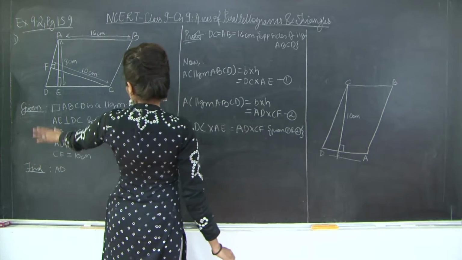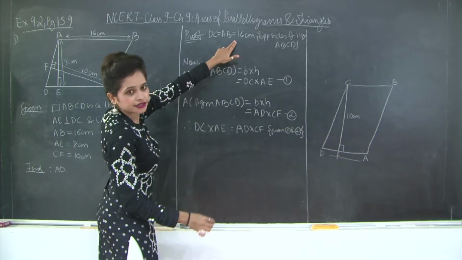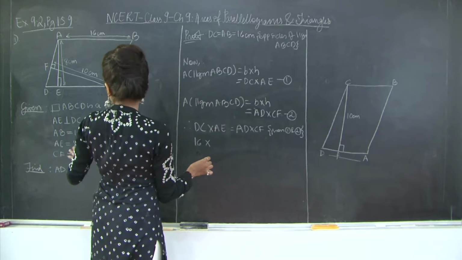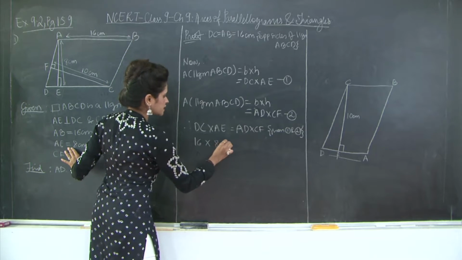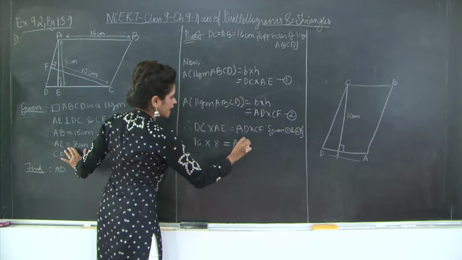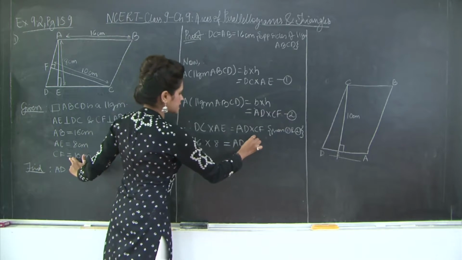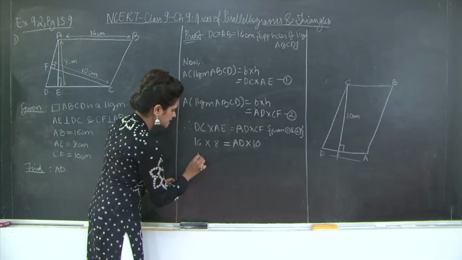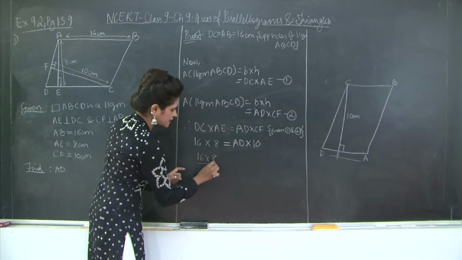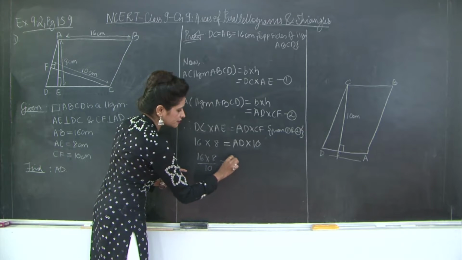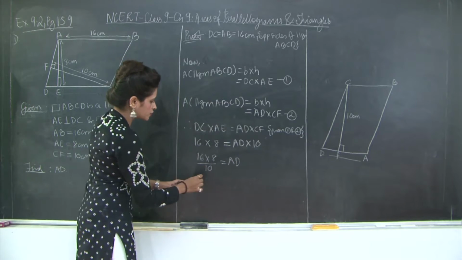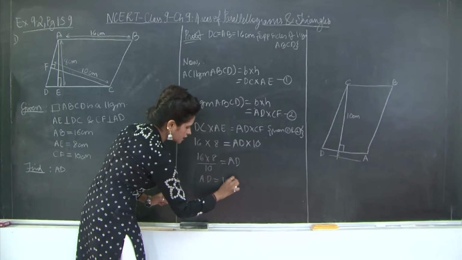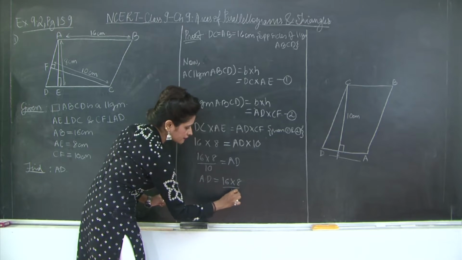We have the length of DC here, 16 centimeters. AE is what? You have AE as 8 centimeters. You have to find AD, and CF is what? 10 centimeters. Correct? Therefore, what I will do is, I will say 16 into 8, I'll bring 10 here, is equal to AD. Right? Therefore, what do I get? AD is equal to 16 into 8 upon 10.